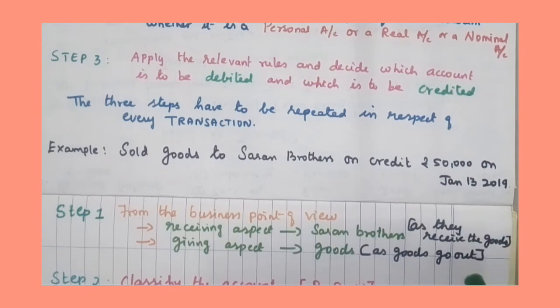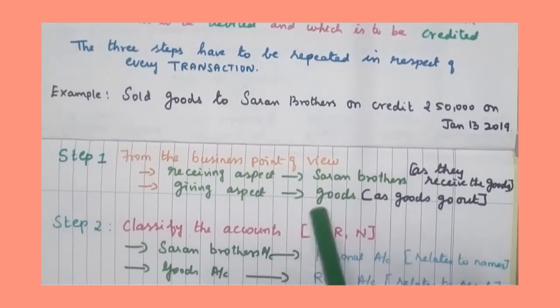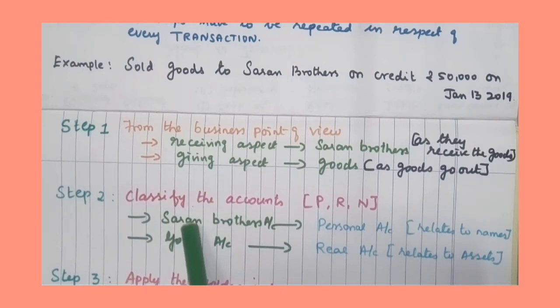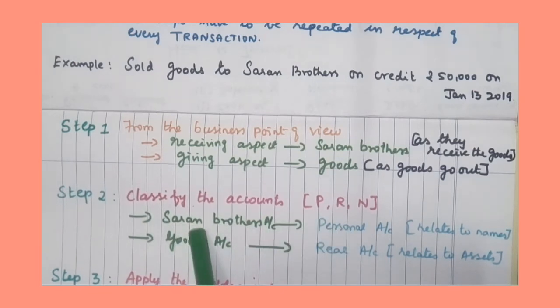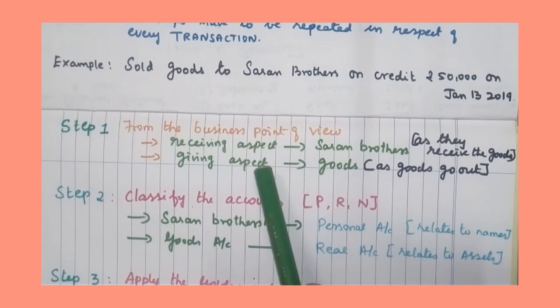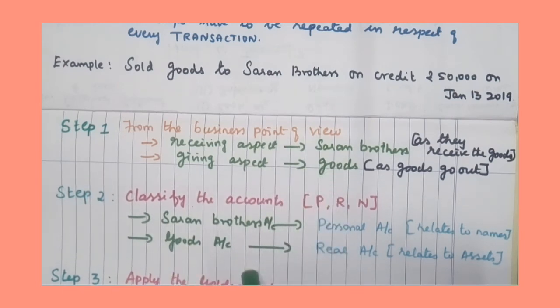Okay, first step over. Now the second step, we have to determine whether it is a personal, real or nominal account. So now the receiving aspect is Saran Brothers, the giving aspect is goods. Classify this, whether it is personal or real. Saran is a personal account because it relates to names, Saran is a name, so it is a personal account. You are clear with this. Second one, giving aspect goods. Goods is a real account because it relates to assets. So second step is over.